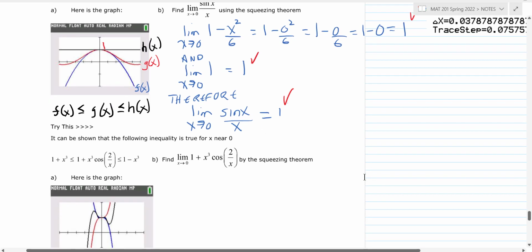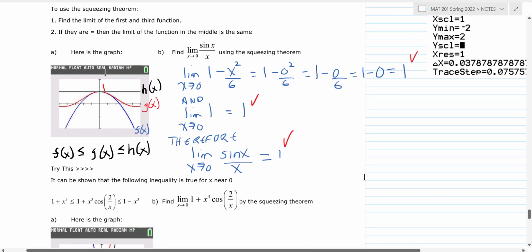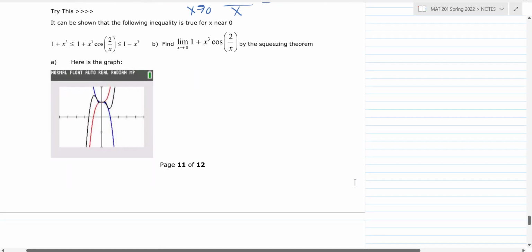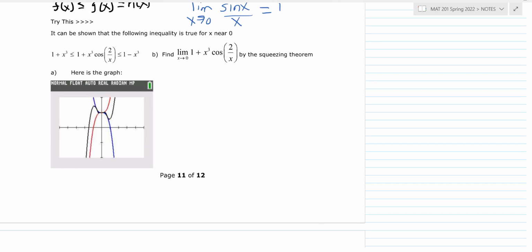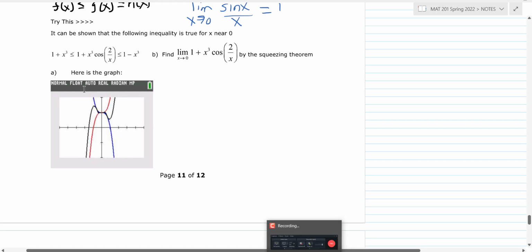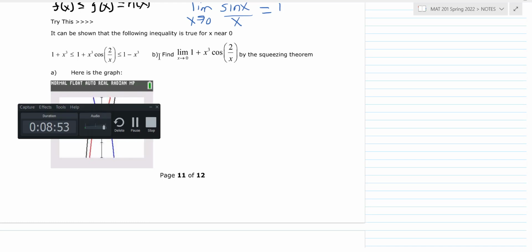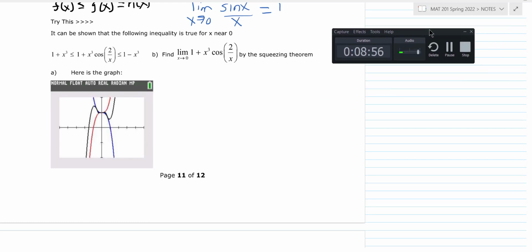Pause if you need to. Otherwise, go to the try-this problem, and I'll let you work on this one. Try to show the steps the same way I did. I'm giving you this inequality. You're going to find the limit of the one in the middle. So just do the limit of the first and third. If they're the same, then you conclude that the limit of the function in the middle is also the same. I just want to make sure you know how to show your steps correctly on this.